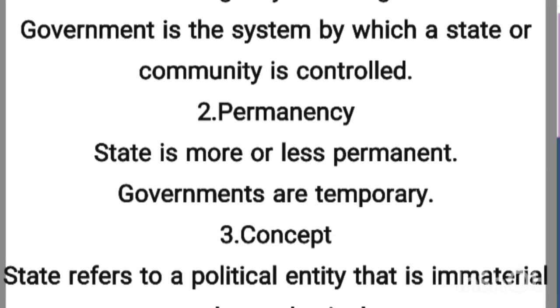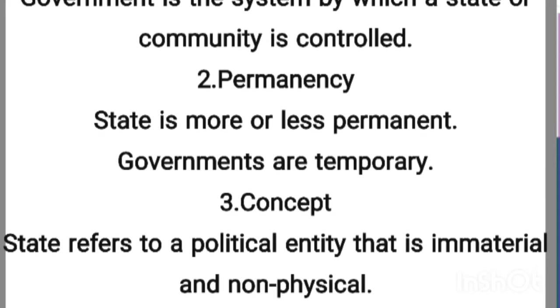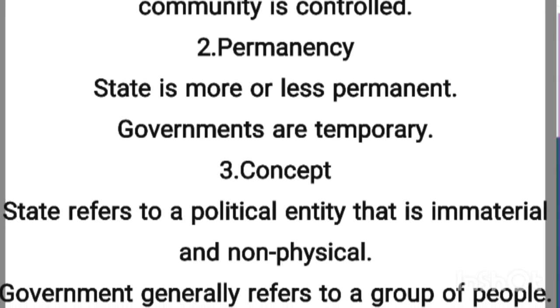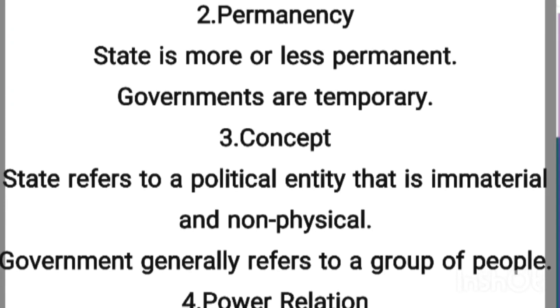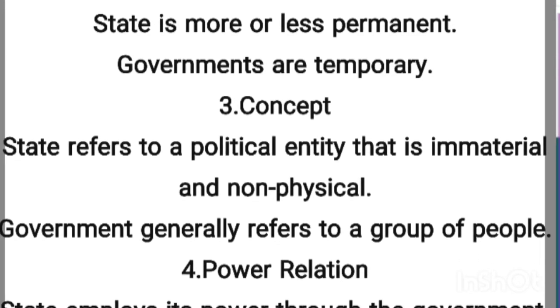Second difference is the permanency. State is more or less permanent, while governments are temporary. Third difference lies in its concept. State refers to a political entity that is immaterial and non-physical, while government generally refers to a group of people.